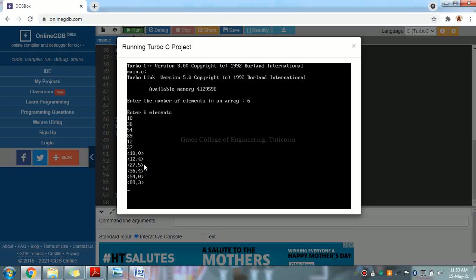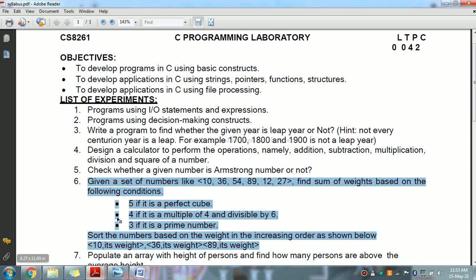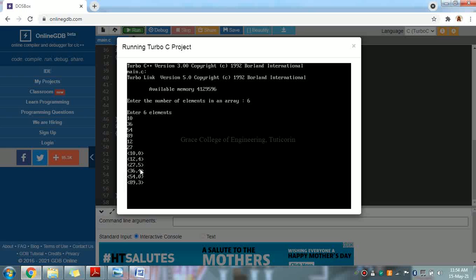27 is a perfect cube of 3, that is 3 to the power 3, 3 into 3 into 3, that is 3 cube, which is 27. In our syllabus, 5 is given for a perfect cube. Since that condition is satisfied, the weight 5 displayed for the number is correct.